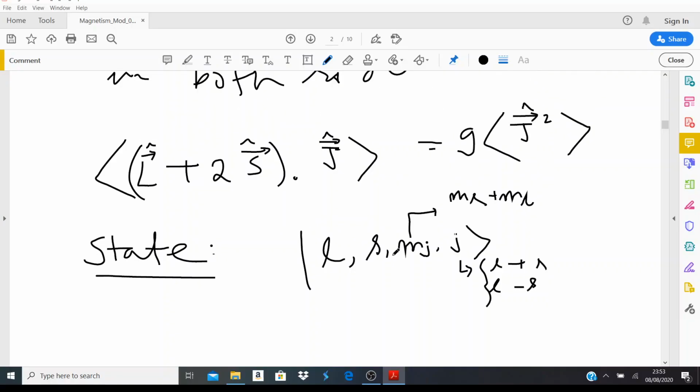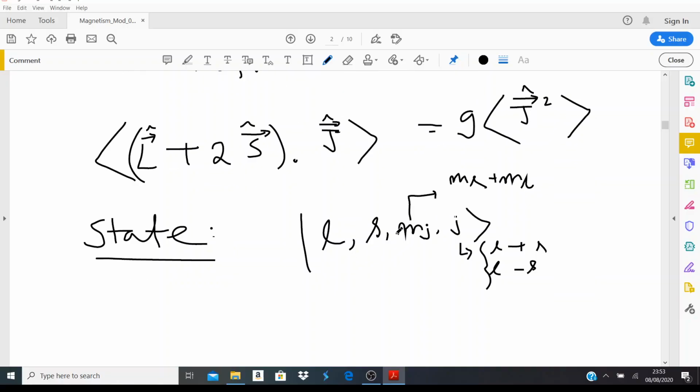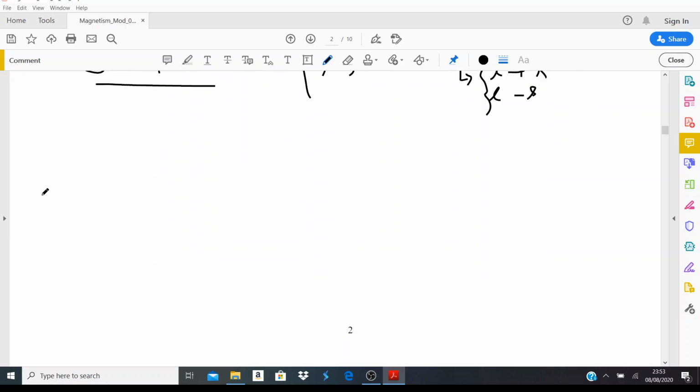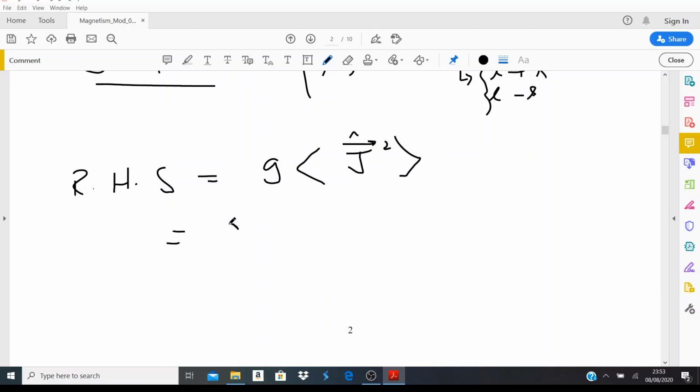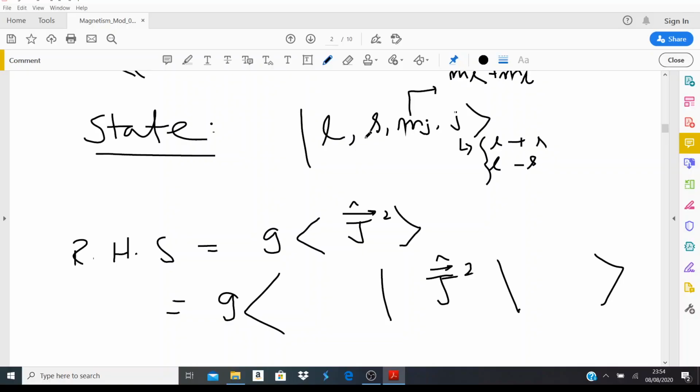Now the question is, we need to find the expectation value in this state, right? So let me first evaluate what is on the right hand side. On the right hand side we have g_J times J squared. Now we need to write it out in the full form. The expectation value is always between a bra and a ket, right? And here in the middle we put the operator. And what will be the bra corresponding to this ket? But remember, usually we write the J first and then Mj, right?